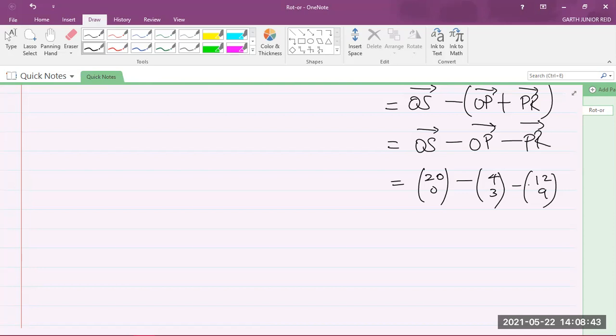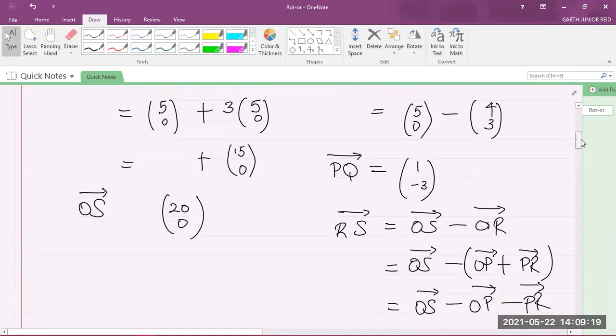What would that be equal to? If I'm subtracting the vectors, remember that I'm subtracting the corresponding elements. So I'm now going to have 20 minus 4, which is 16... wait, as spoken: 20 minus 4 minus 12, which will give me 4, and then 0 minus 3 minus 9, which will give me a negative 12. And that is the vector RS. That is my answer.